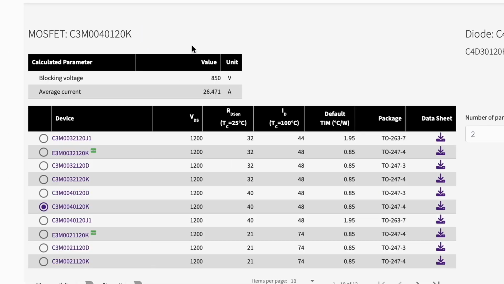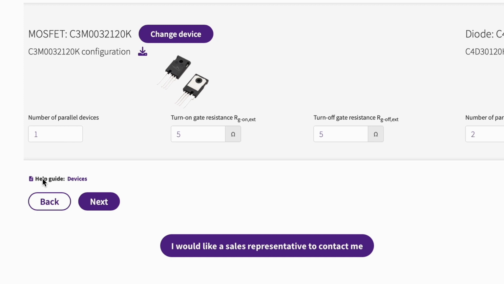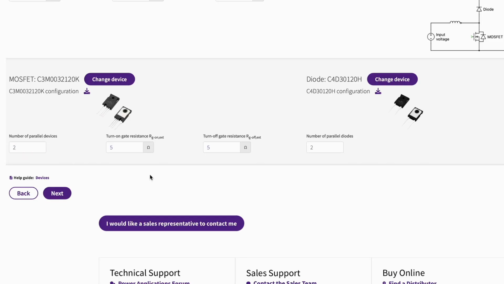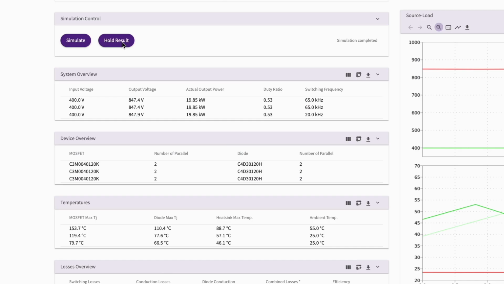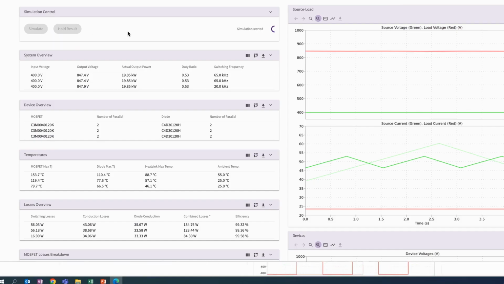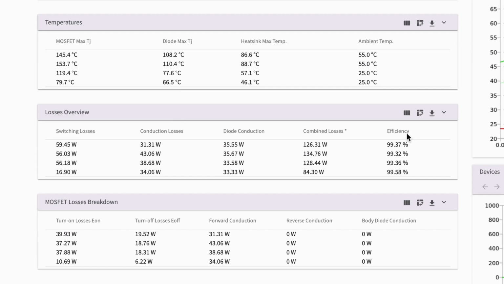We can use a 1200 volt 32 milliohm device instead, for example, also two in parallel. All the other parameters same, we do the simulation again, hold the result, and simulate. Efficiency went back up to 99.37%, and we can see that's mainly because the conduction loss dropped significantly. In this case, the junction temperature of the MOSFET dropped back to 145 degrees C, showing that with the lower RDSON device, now we have more thermal margin for this application.